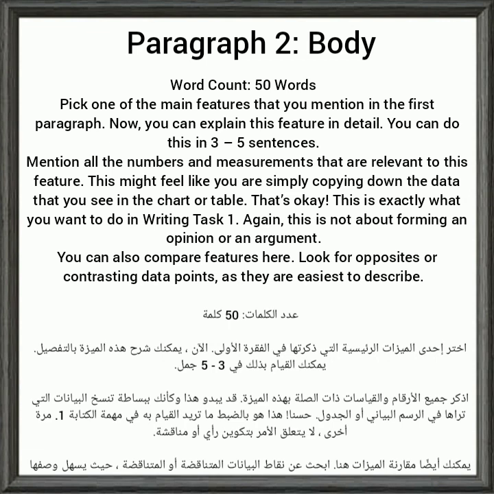Paragraph 2, Body. Word count, 50 words. Pick one of the main features that you mentioned in the first paragraph. Now, you can explain this feature in detail. You can do this in 3 to 5 sentences. Mention all the numbers and measurements that are relevant to this feature.